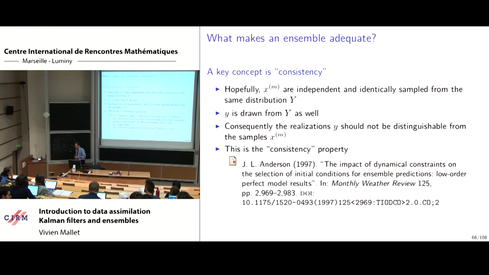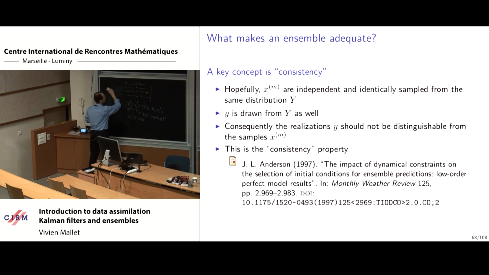For instance, to give you some idea, we want the ensemble members and the observations to be indistinguishable. If I give you a time series of ensemble members and a time series of observations, and you can pick the one which is the observation, it's not a good sign, basically. If you can't really tell the difference between the ensemble members and the observation, then you have the so-called consistency property.